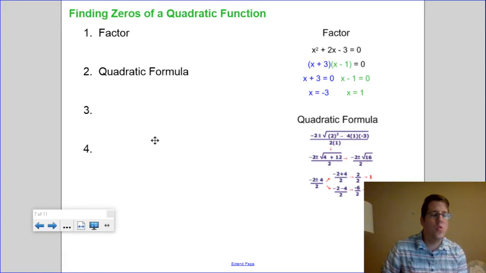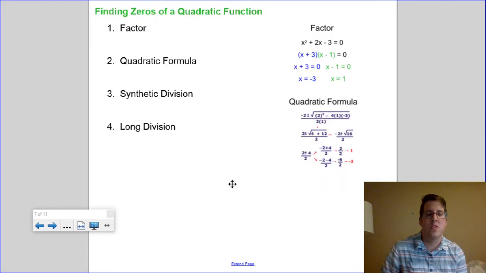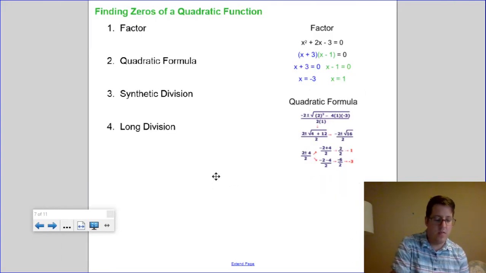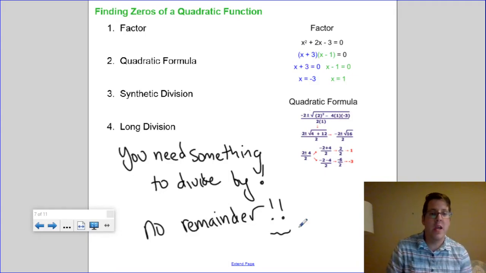Now, the 2 new ways would be to use synthetic division or long division. But here's the thing. If you're going to use synthetic division or long division, you need something to divide by. And when you do that division, you need to make sure that you have no remainder. Now, why no remainder? Well, something's not divisible if it has a remainder.